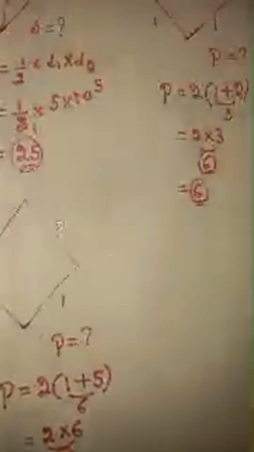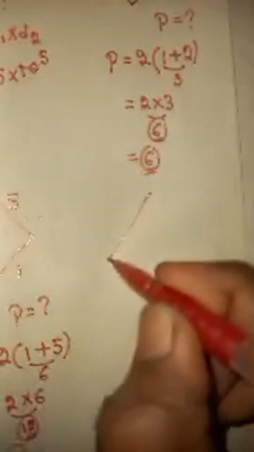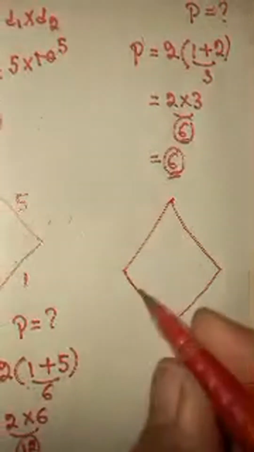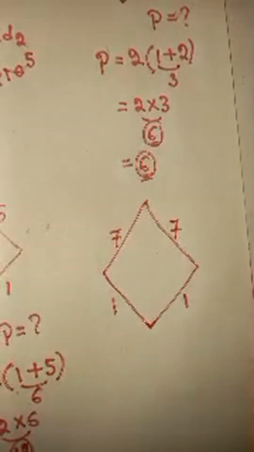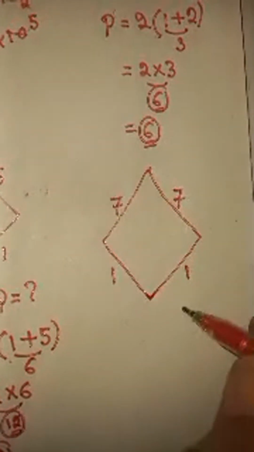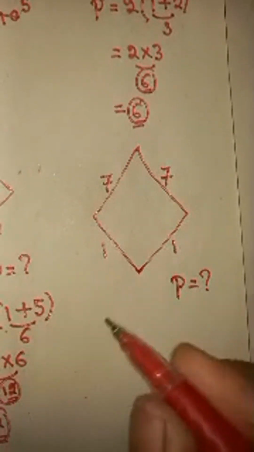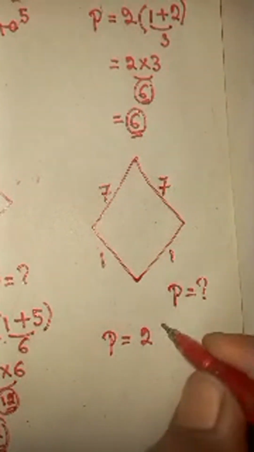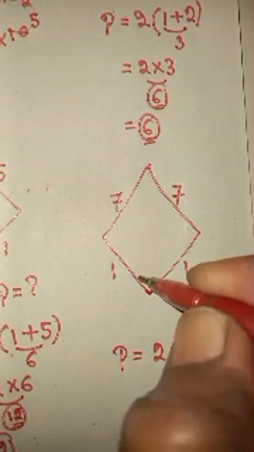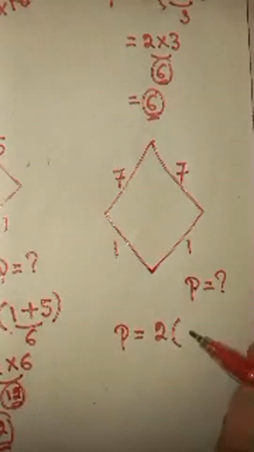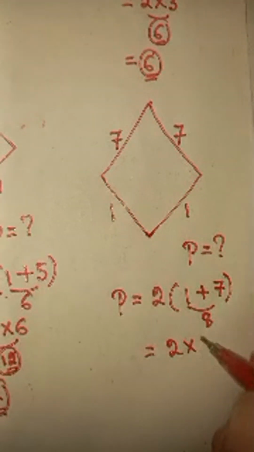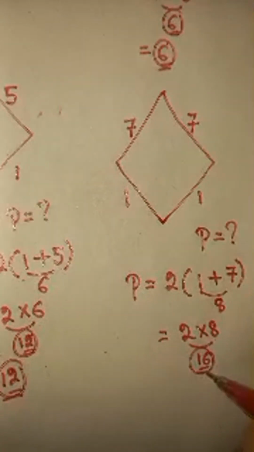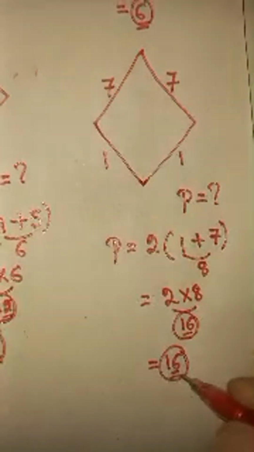Let's take another kite, and in this kite they are giving like this. The below sides are 1 unit and above sides are 7 units. Now you need to find out the perimeter of the kite. Perimeter of the kite, you can find as 2 times the sum of below side and above side, that is 1 plus 7. 1 plus 7 becomes 8. 2 times 8 becomes 16. So 16 units is the perimeter of this kite.